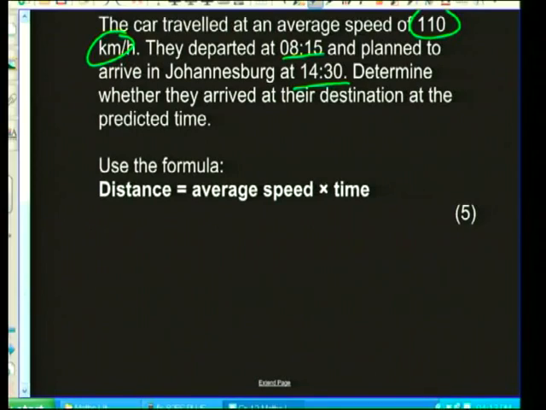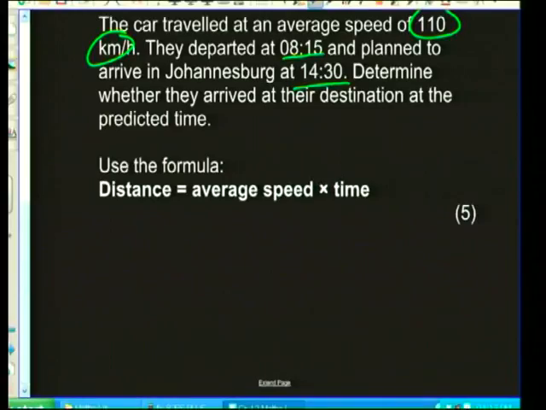Okay, 2 ways of doing this now. The one, we can use the formula distance equals average speed times time. So we can try and say, well, if their average speed is 110 kilometers and they're traveling for so many hours, what's the overall distance that they can cover in that time? And we can see if they'd be able to cover 558 kilometers. Or we can say, you know what? Let's work out the amount of time. We know the distance and see what average speed they should be traveling to make that distance.